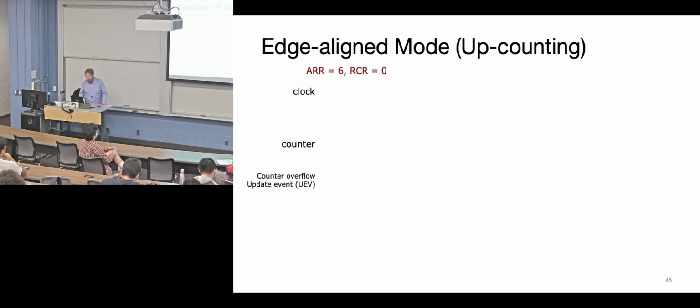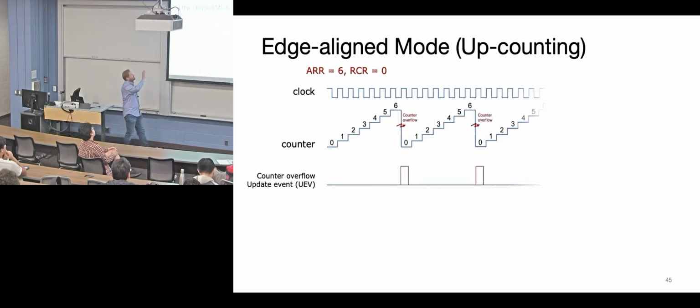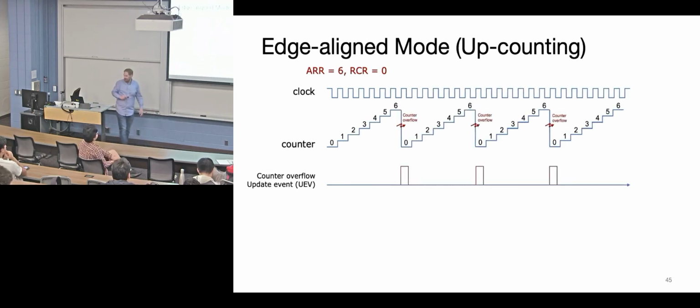So we can see an example of that. Here we're saying the auto reload register is 6. The RCR is the repetition counter register. You happen to have it on some of the timer modules on your STM32 you have in lab.